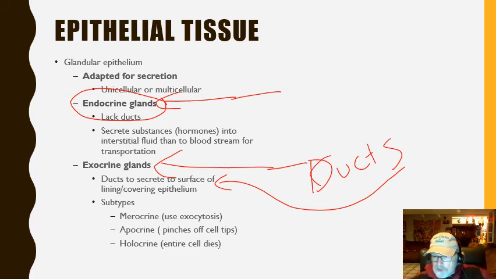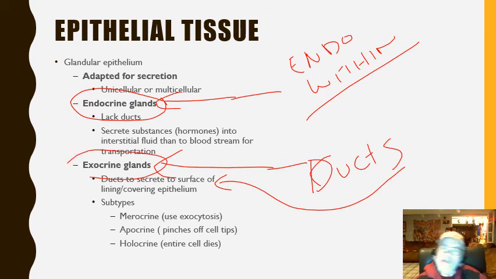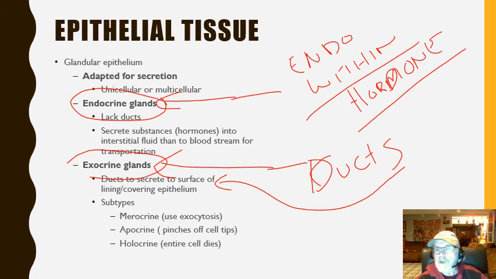Like exoskeleton, the skeleton on the outside of a bug. Endo means within, inside. And so what happens is endocrine glands have been modified from a typical type of exocrine gland, because endocrine glands still make some type of secretion, and the secretions that they make are called hormones.